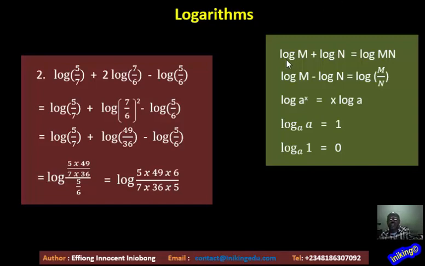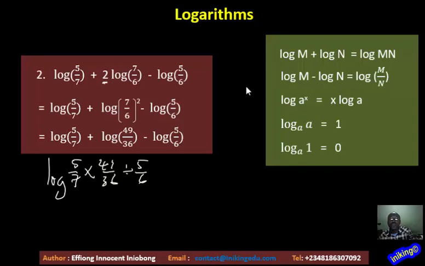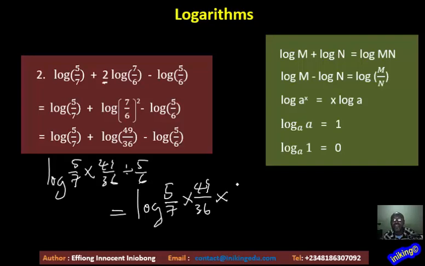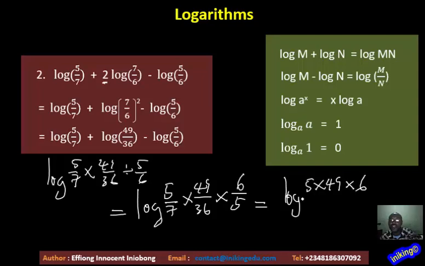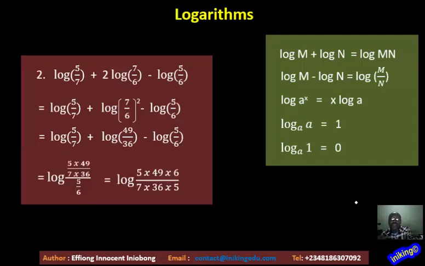So I'll take this back again. Let's simplify further from here first before we move to the next screen. This will give us the logarithm of, I think this is more simplified, 5 over 7 times 49 all over 36 times 6 over 5. I was taught this in primary school. So this can simply be written as the logarithm of 5 times 49 times 6 all divided by 7 times 36 times 5. And that's what we have in the next slide.